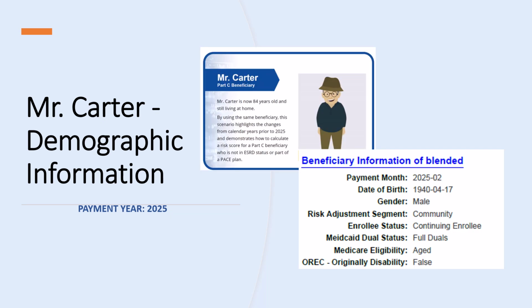Mr. Carter is an 84 year old male, and he lives at home. He is categorized as community full dual, which means he lives in the community, is enrolled in Medicare, and receives full Medicaid benefits. Using this beneficiary, this scenario demonstrates how to calculate a payment risk score in payment year 2025 for a Part C beneficiary who is not in end-stage renal disease status, or part of a program of all-inclusive care for the elderly plan.